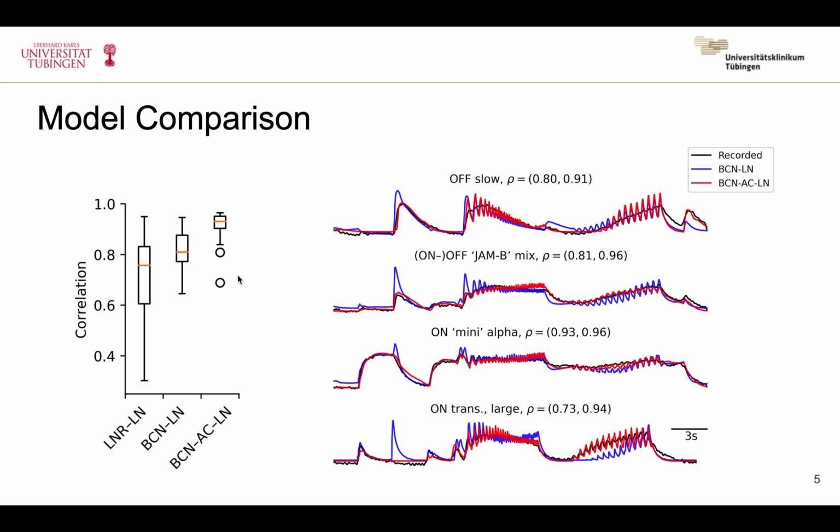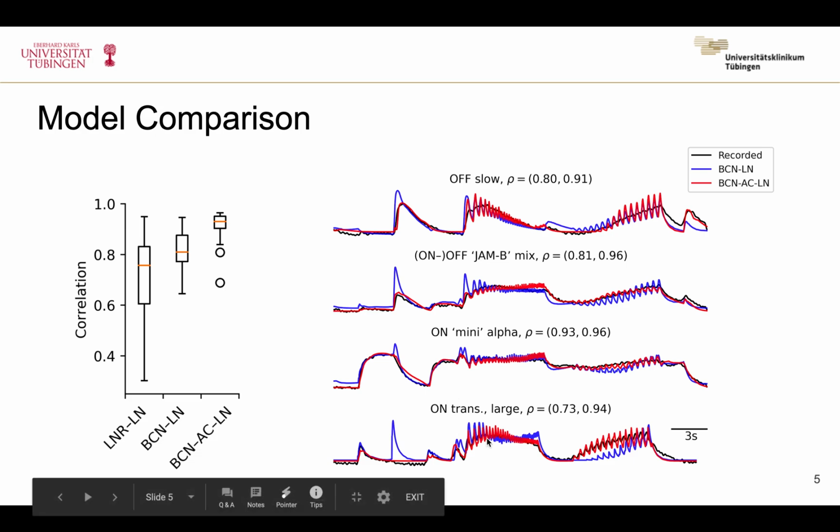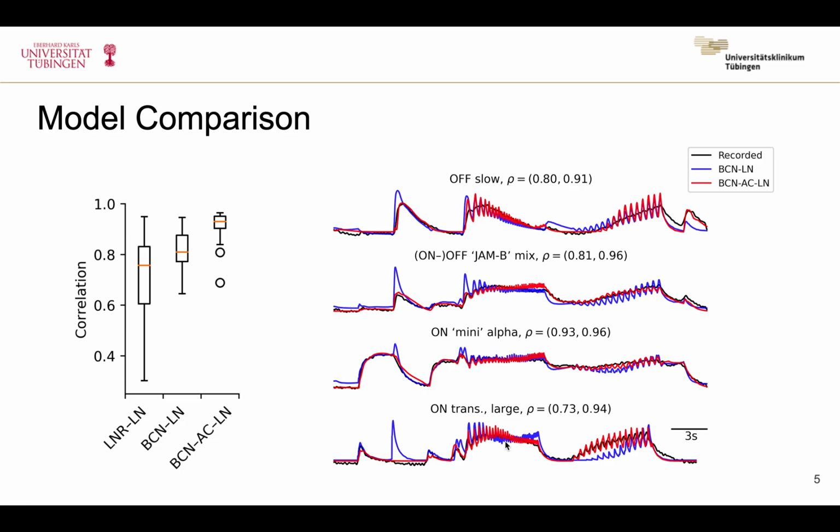But I think it makes more sense to look at specific cell types, like here on the right, for instance, the on-mini alpha, between the BCN-LN and the BCN-ACLN with an additional processing stage for amacrine cell feedback. You don't see much of a difference. However, for the one below, the on-transient large ganglion cell, you see that you really need an additional stage of amacrine cell feedback to capture the response well. So this is suggesting that there are different types of ganglion cells that rely more or less on amacrine cell processing.